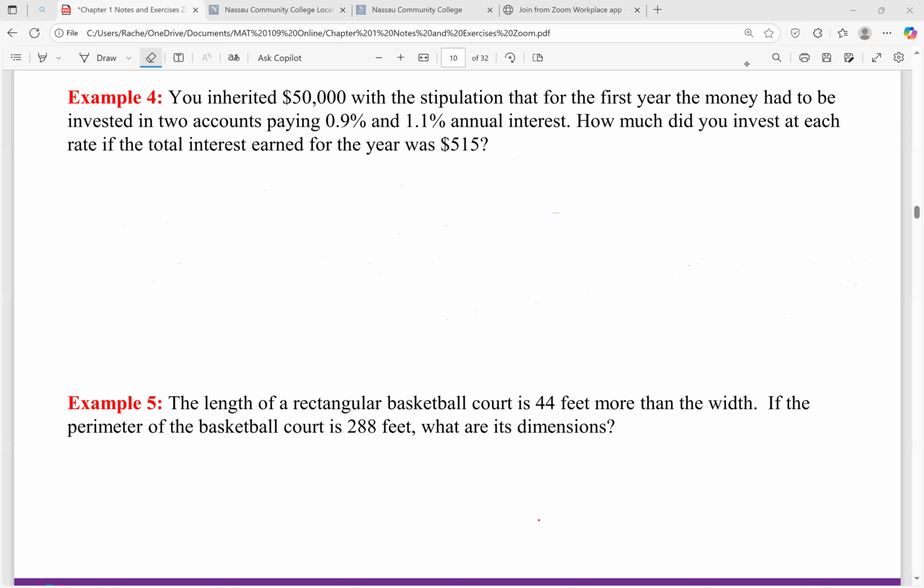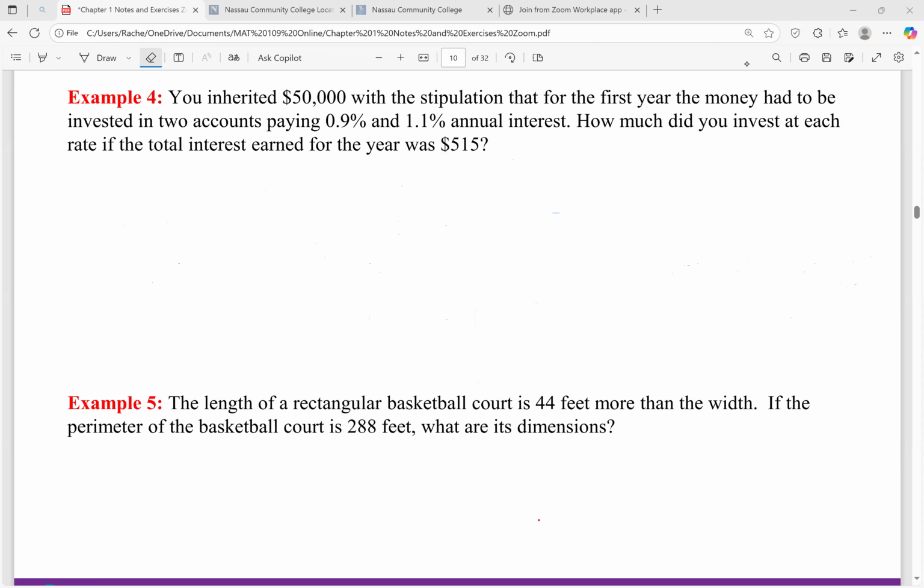Let's finish section 1.3, the application questions. So we're getting a verbal description where we have to model a scenario and solve it using a linear equation. So let's continue on.